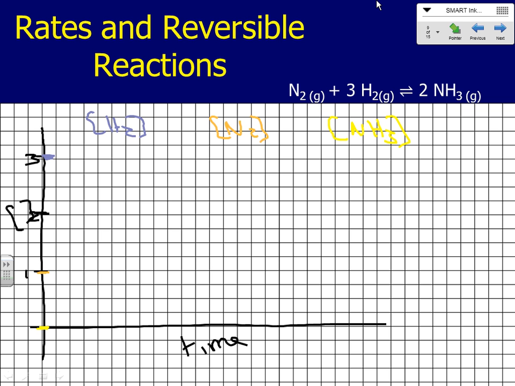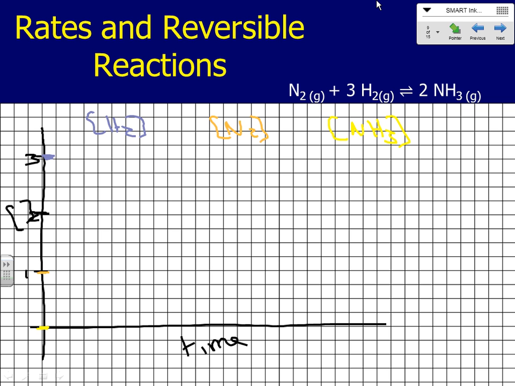And as we initiate the reaction, we put those reactants in. Well, let's think about it. What's going to happen to my N2 and my H2? We start the reaction. We put the reaction in a reaction vessel. We put some H2 and some N2, and we tell the reaction, go. What's going to happen to my concentrations? Yeah? They're going to decrease.